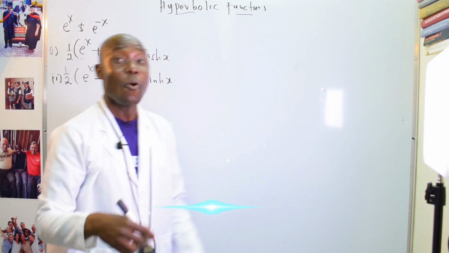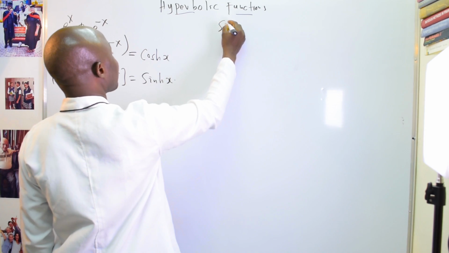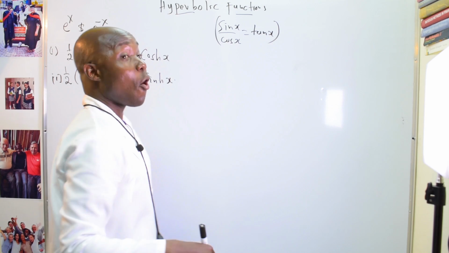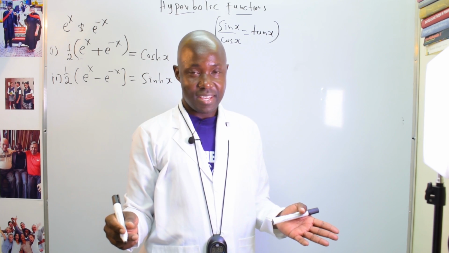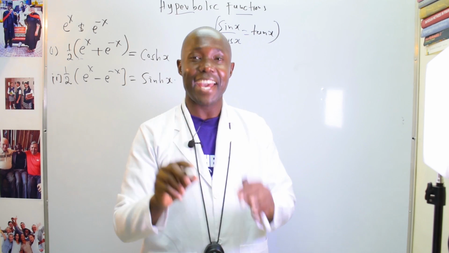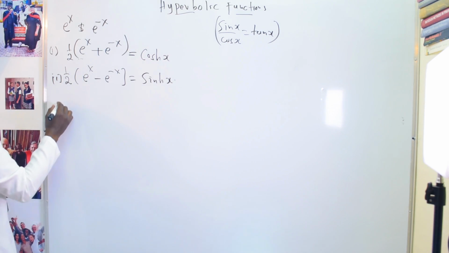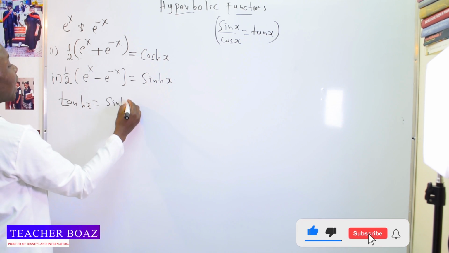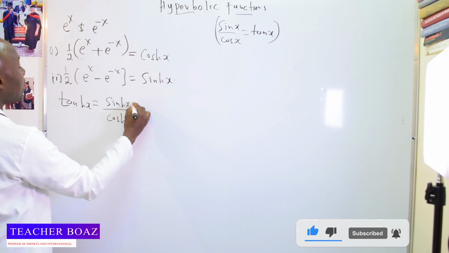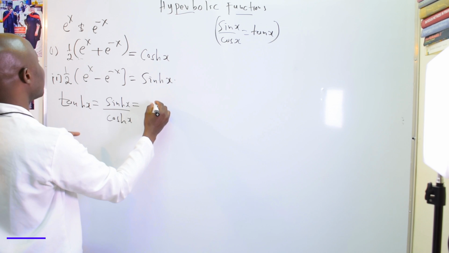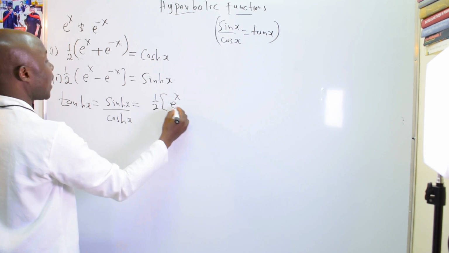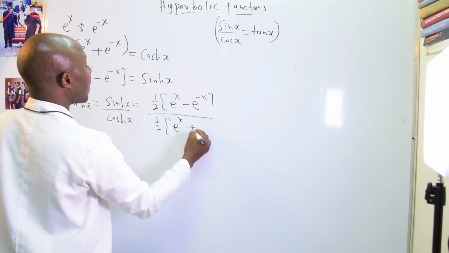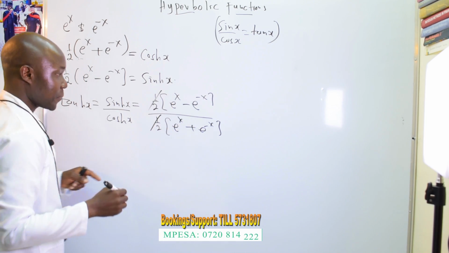Now the third one. You all know what I taught you, that whenever we take sine of an angle x over cos x, we always get tan x from the ordinary basic trigonometric functions. Now, can we find tanh x? So for you to get tanh x, you will simply take sinh x over cosh x. But sinh x becomes a half into e power x minus e negative x, divided by half into e^x plus e negative x. Then the half will go.